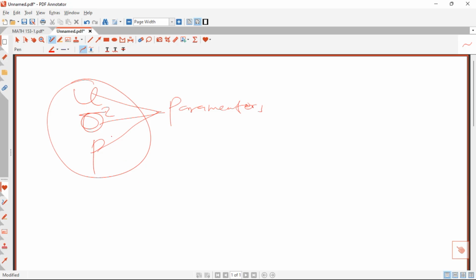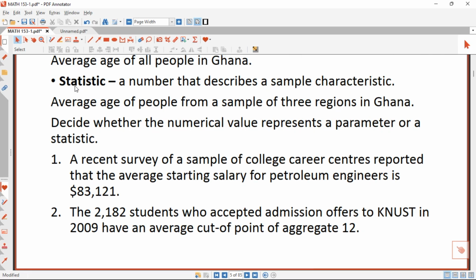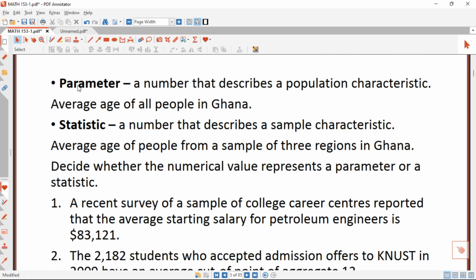And when we come to the sample, a small subset of the population, we have what we call statistics. That is the sample mean, the sample variance, and the sample proportion. These are termed statistics, and these statistics are used to describe the sample. These are the terms that we are going to discuss.